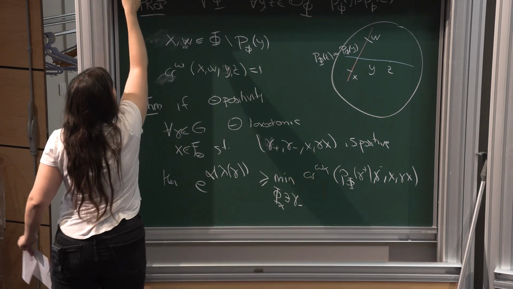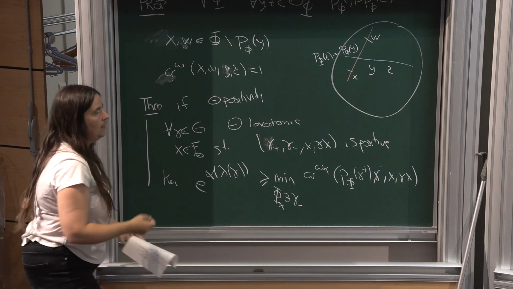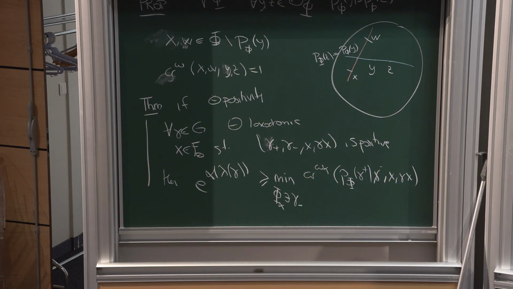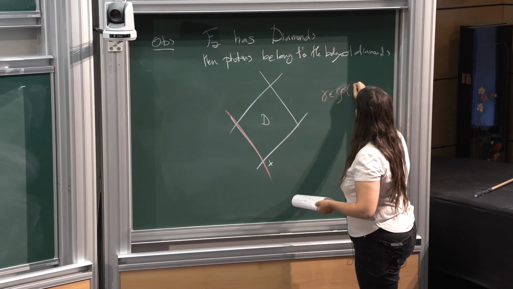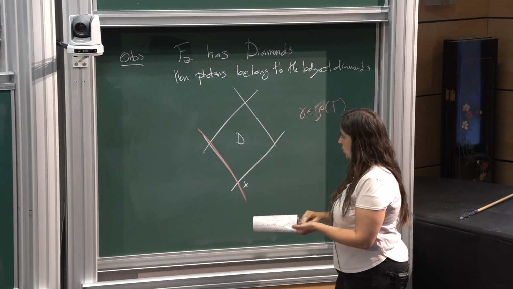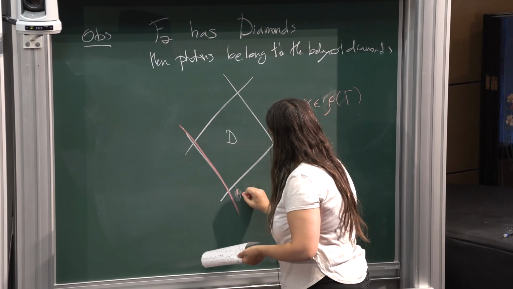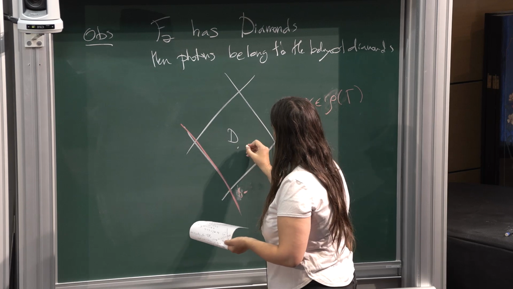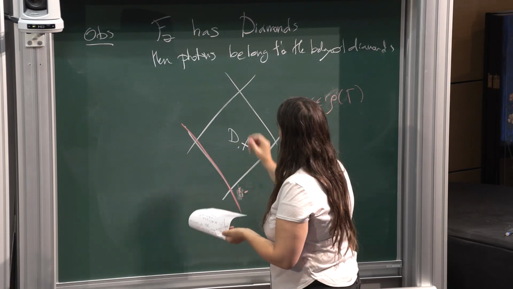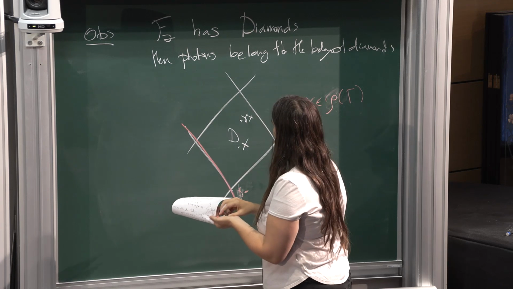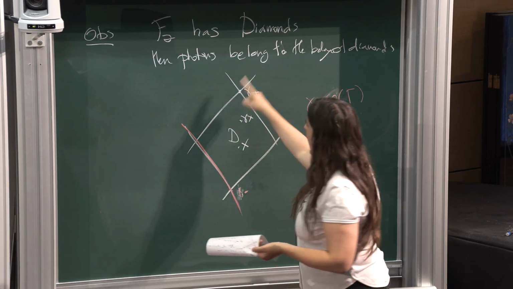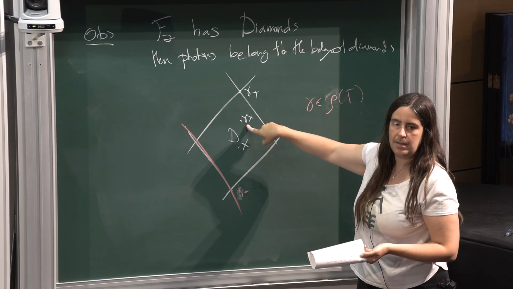So of course I don't have enough space for a picture, but let me draw the picture there. What this theorem is telling me is that if the family has diamonds, and I choose a gamma in G, for example, in rho of gamma, and I choose this point here, gamma minus. This is a point x. Here is a point gamma x, and here is the point gamma plus. So I have a diamond through gamma minus and gamma plus that contains x and gamma x.